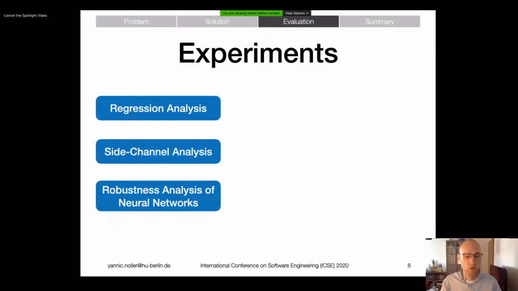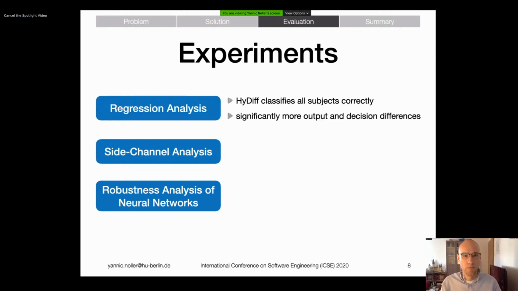And what I want to do in this slide is give you a brief overview about the results which we observed for these experiments. So for regression analysis, HiDiff was able to classify all subjects correctly, which means that if there's a subject which actually has an output difference, HiDiff was able to identify at least one output difference. In contrast to its components, where fuzzing and symbolic execution were not able to identify all subjects correctly. Furthermore, HiDiff was able to generate significantly more output and decision differences for these subjects.